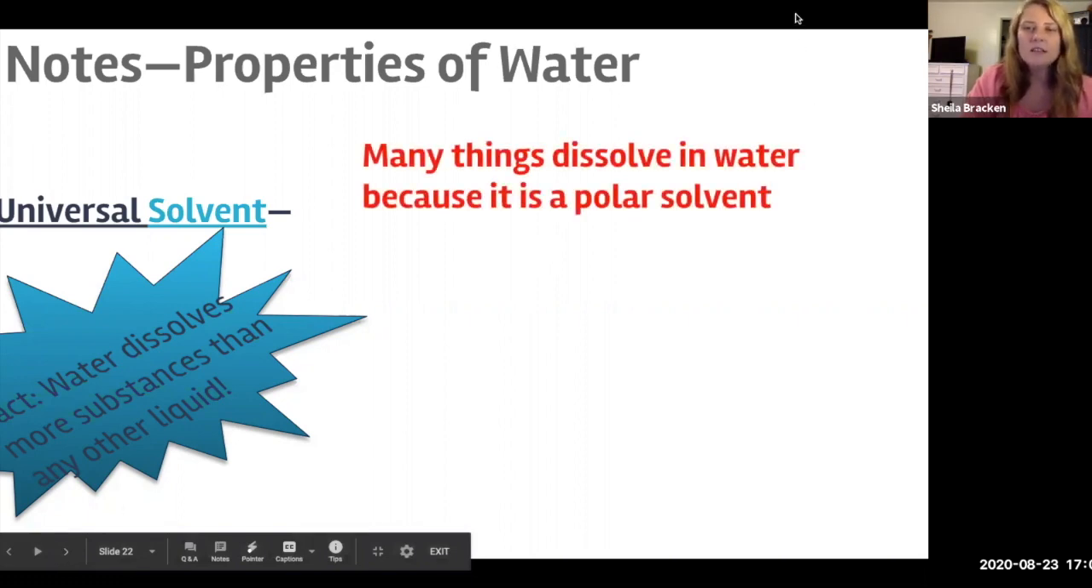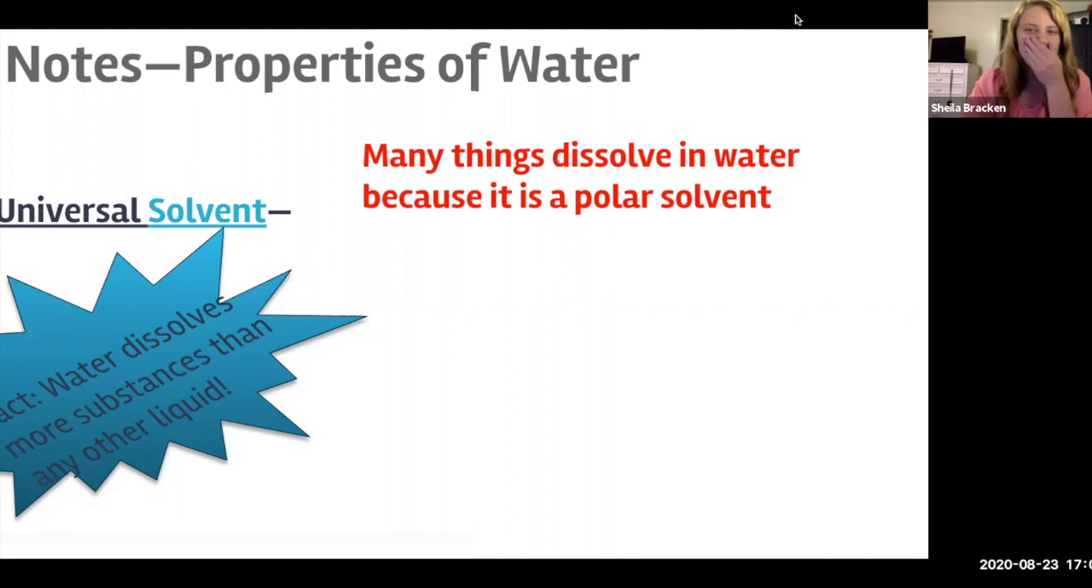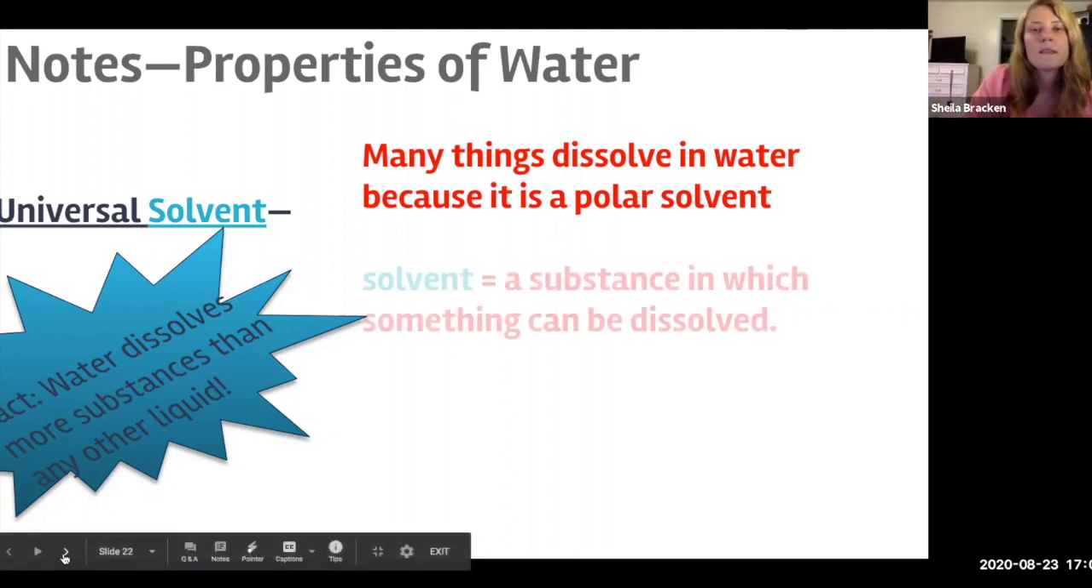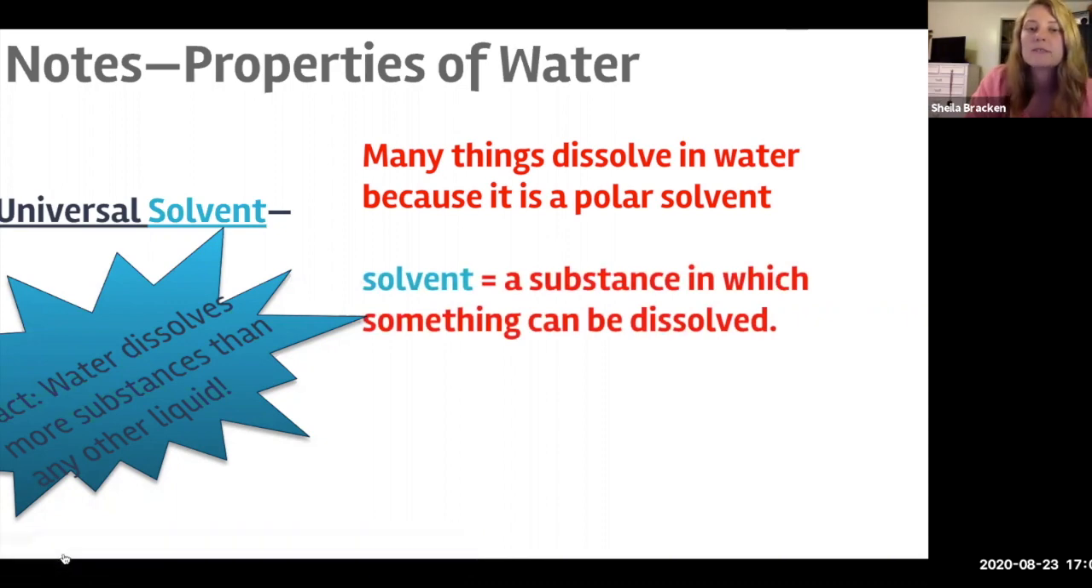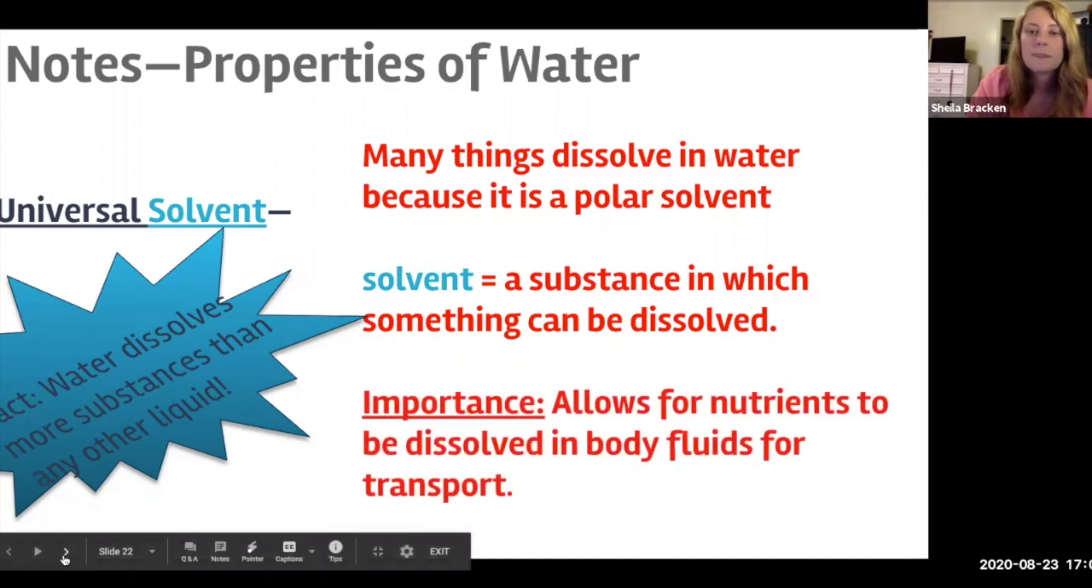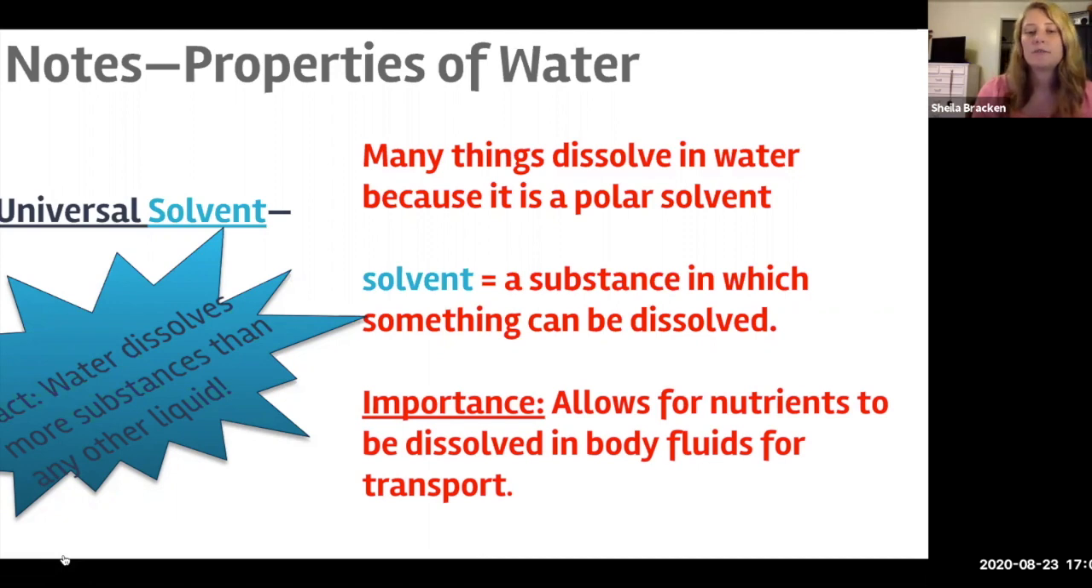So many things dissolve in water because it is a polar solvent, right? Remember, it's charged. It's got those partially positive and partially negative bits. A solvent, in case you were wondering, is a substance in which something can be dissolved, right? If you're a solvent, you dissolve things. This is important because it allows for nutrients to be dissolved by body fluids for transport, right?